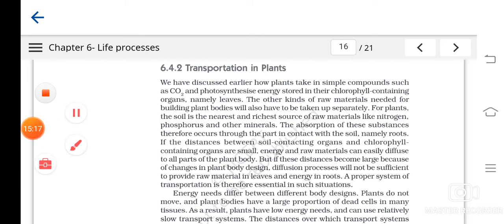Then I have told you about the translocation. Translocation is what? It is the transport of food and hormones especially from the leaves, okay, to different parts of the plant. Transport of food and hormones, and this takes place through the phloem. Phloem is responsible for the transport of this, okay, and this is an energy requiring process, so we can call it an active process, okay.